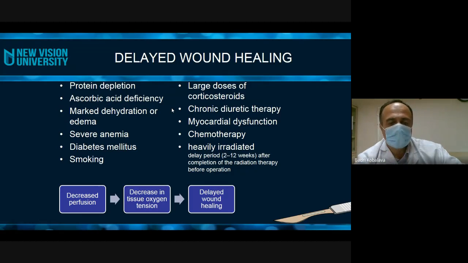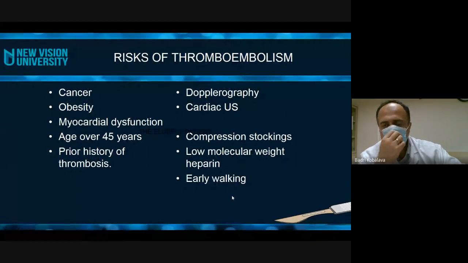So the main reason for the delayed wound healing is decreased perfusion, decreased oxygen supply, and as a result, delayed wound healing. Now, risks of thromboembolism. I described already what is thromboembolism, so deep vein thrombosis and embolism of the pulmonary artery. Several conditions increase the risk of thromboembolism. This is cancer.